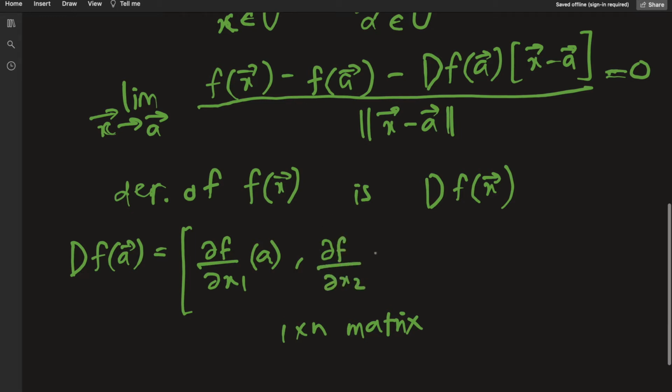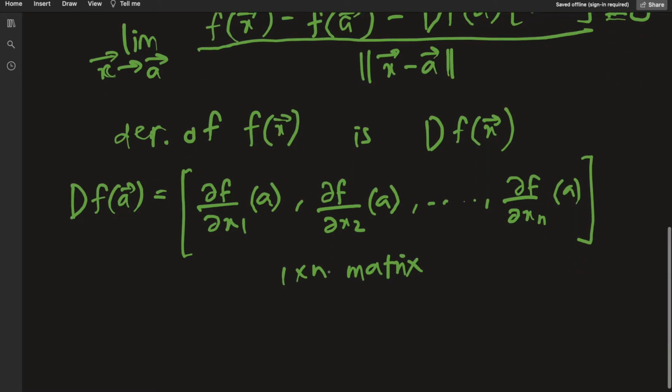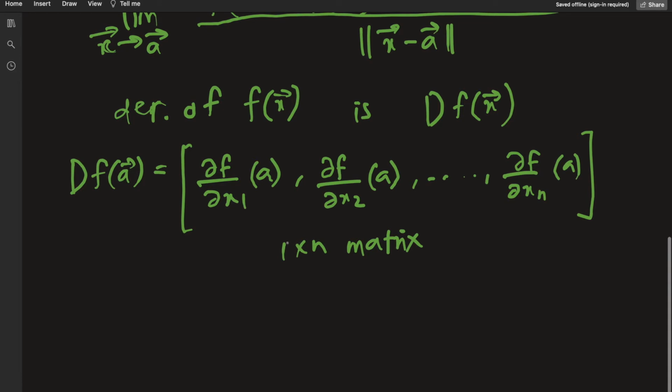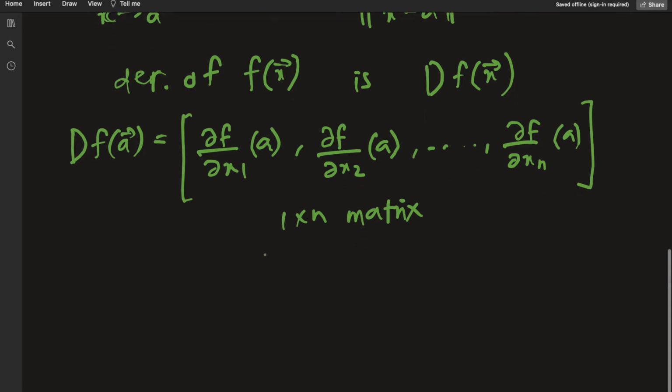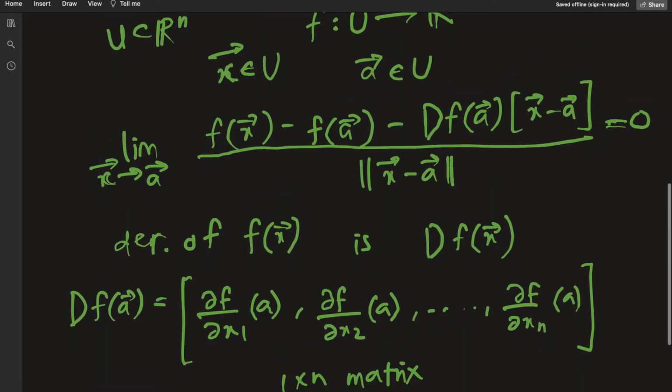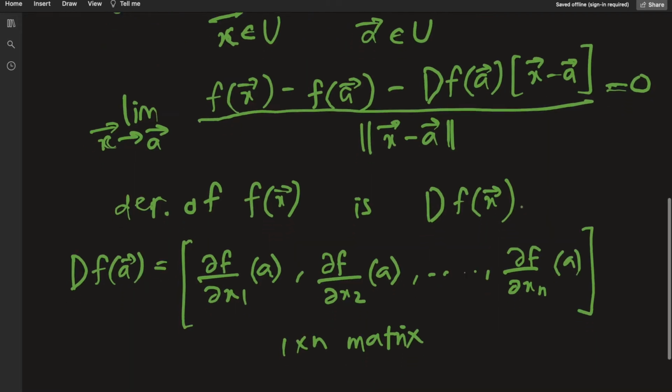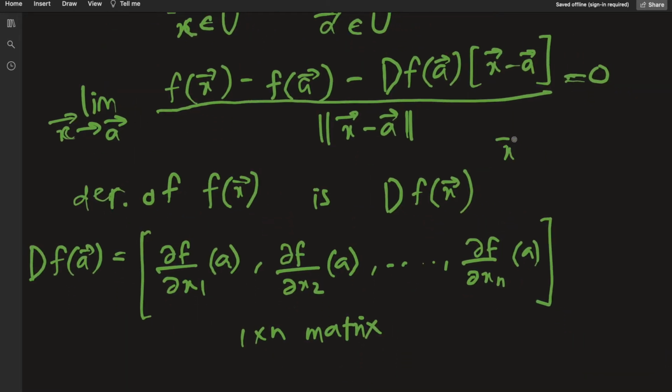So you keep doing this and evaluate them at A. Since it's n-dimensional, we'll end up with a partial x sub n. So whatever this matrix is, it's a 1 by n matrix for this scalar field case. That's what we put in here. And to be precise, to be clear what I mean by x, it's just x1 to xn. That's a column vector.